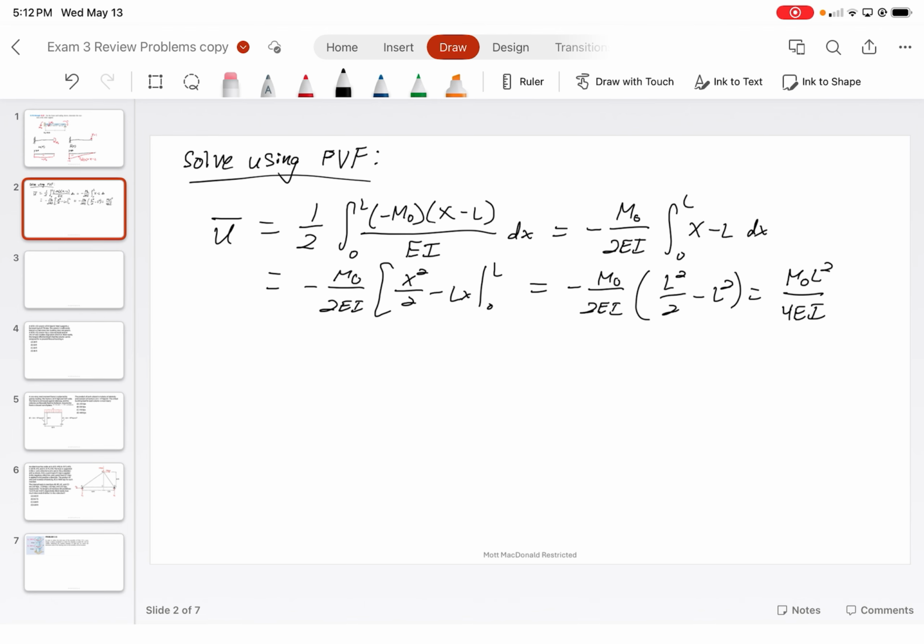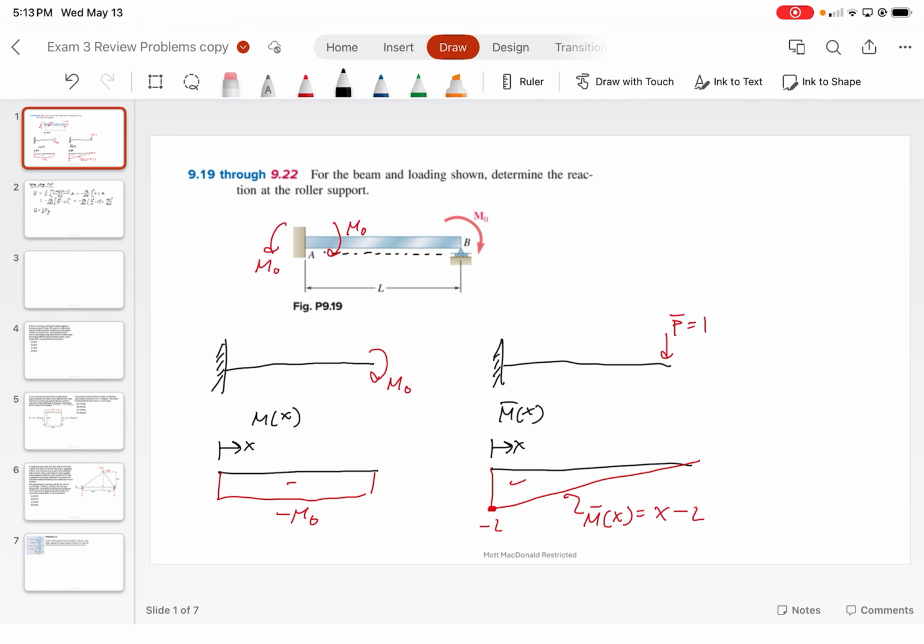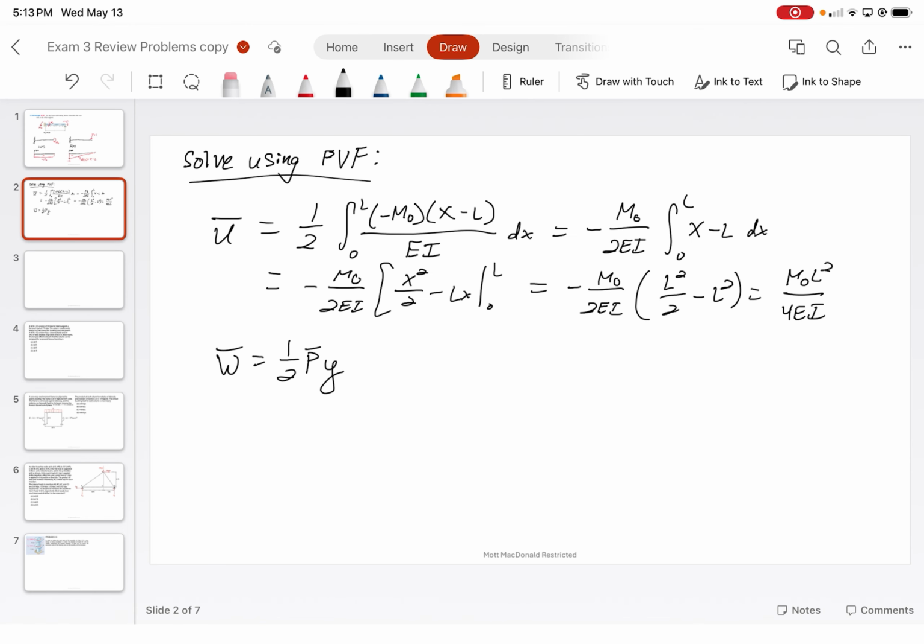Now, for the virtual work for the problem, W bar, we set this equal to 1/2 times P bar times delta, which is our deflection, which we're going to say is Y. But P bar is equal to 1. So this just becomes 1, which means that our vertical deflection at the free end is equal to m naught L squared divided by 2EI.